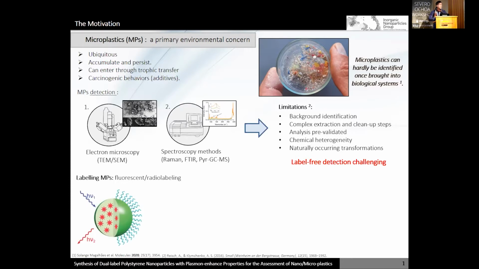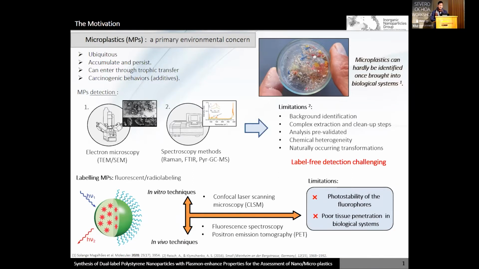Using specific fluorescent labels is a good approach, for instance fluorescence or radiolabels for in vitro techniques such as confocal microscopy, or for in vivo techniques such as positron emission tomography for real-time monitoring of microplastics in living organisms. But these also present limitations, such as photostability of the fluorophores and poor tissue penetration in biological systems.